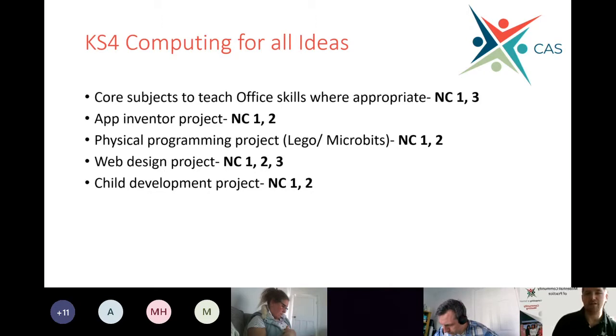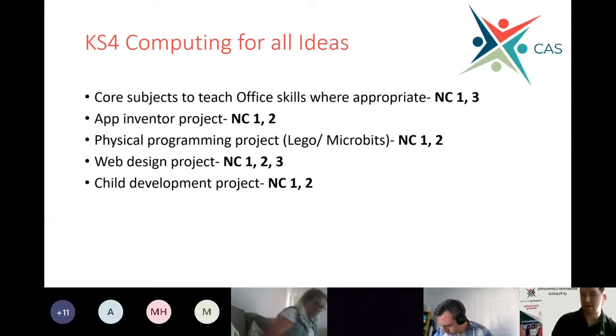But then potentially using the time to look at using maybe App Inventor to create a project to get the computing areas in there. Maybe looking at a physical programming project. We've got Lego Mindstorms, we've also got micro:bits and things like that, so potentially using some of those. Maybe doing some form of web design project with them.